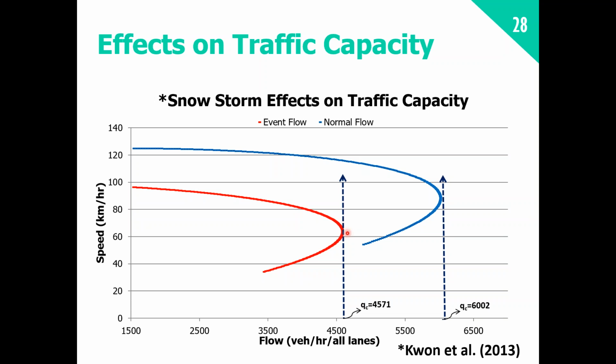In the graph, we have blue and red lines representing normal and event flow. This represents the event flow, snowstorm, and normal flow. And as you can see, we can obtain a capacity. We have a capacity of about 6,000 vehicles per hour per kilometer under normal conditions, whereas the number has reduced a lot, taking only about 4,500 vehicles per hour for all lanes. So this comparison demonstrates the amount of capacity lost.